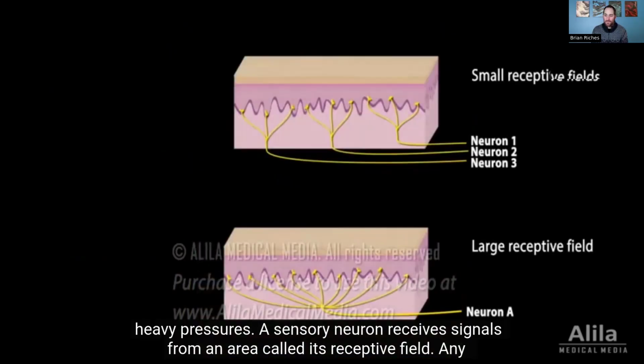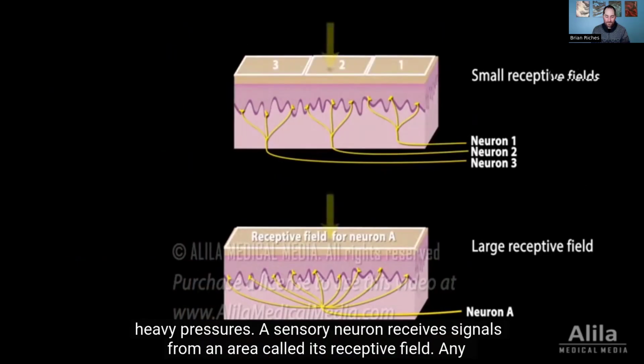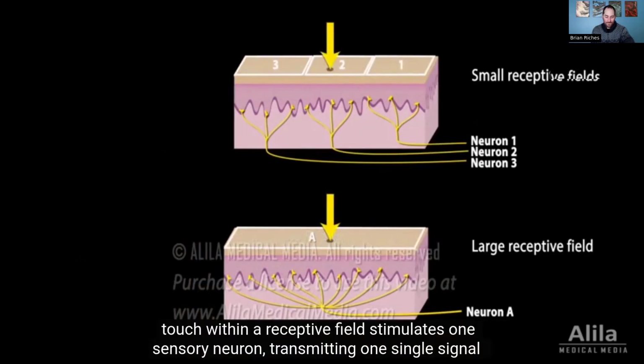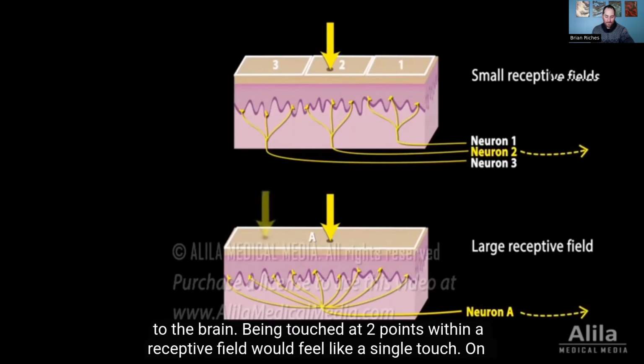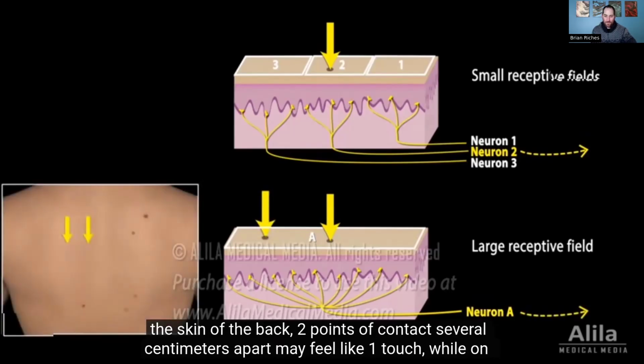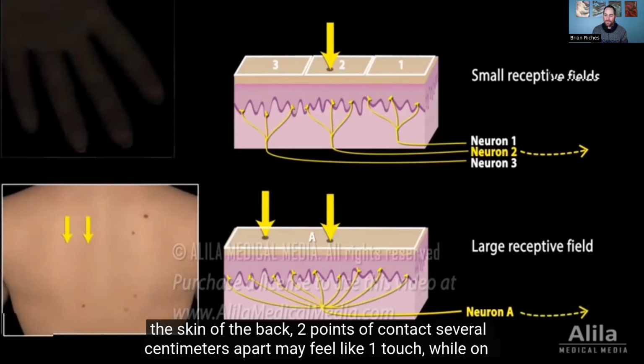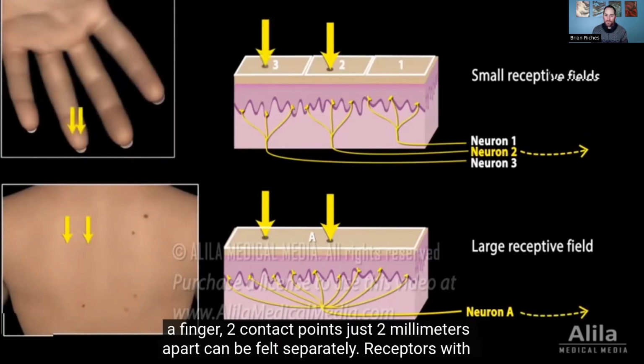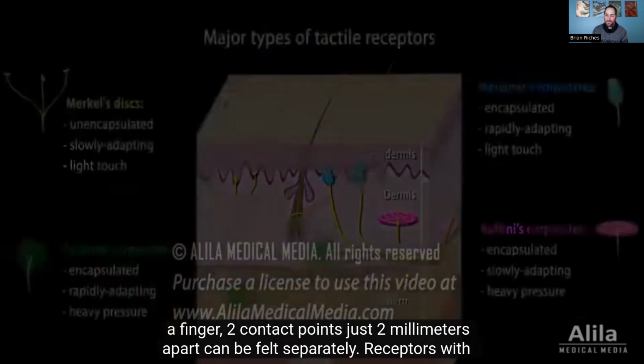A sensory neuron receives signals from an area called its receptive field. Any touch within a receptive field stimulates one sensory neuron, transmitting one single signal to the brain. Being touched at 2 points within a receptive field would feel like a single touch. On the skin of the back, 2 points of contact centimeters apart may feel like one touch, while on a finger, 2 contact points just 2 millimeters apart can be felt separately.